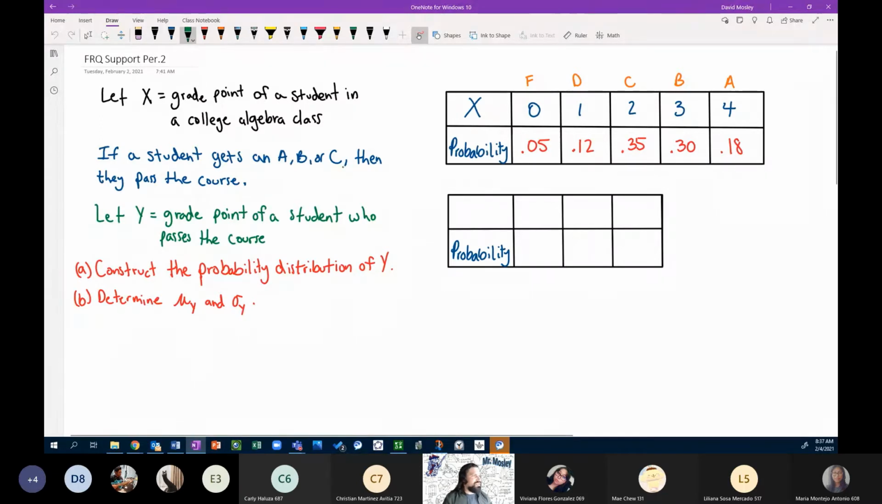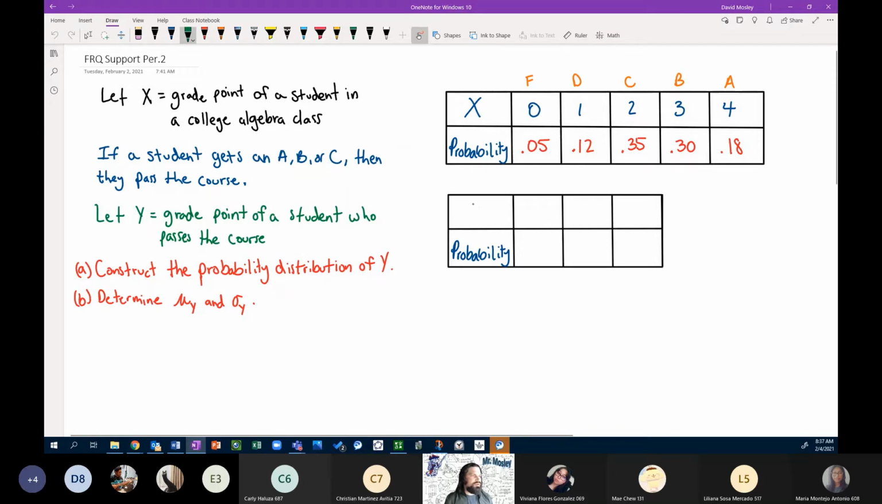If a student gets an A, B, or a C, then they pass the course. This is typical for a college course, right? You need to get a C or better to actually get credit for taking the course. Otherwise, you need to take it again, especially if it's a requirement of your major. So we're going to let Y be a random variable, and we're going to have that equal the grade point of a student who passes the course.